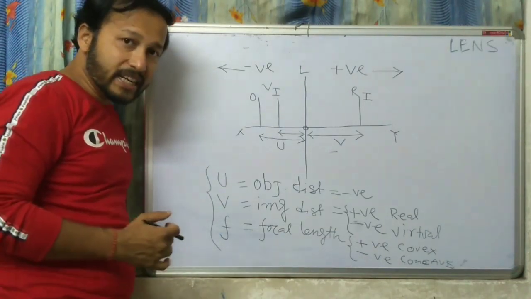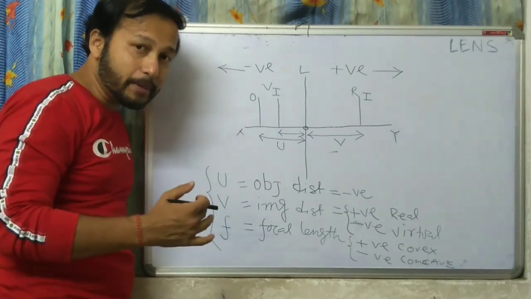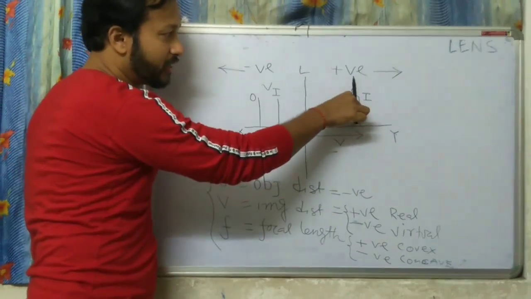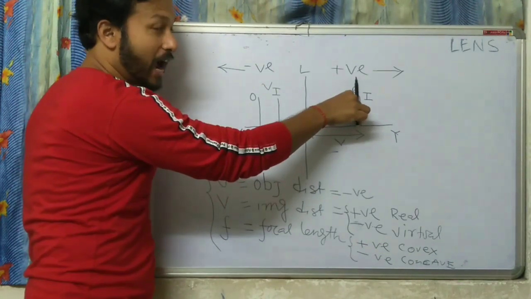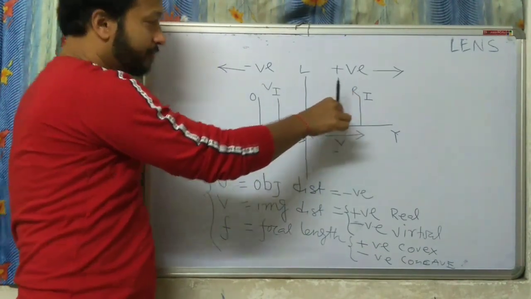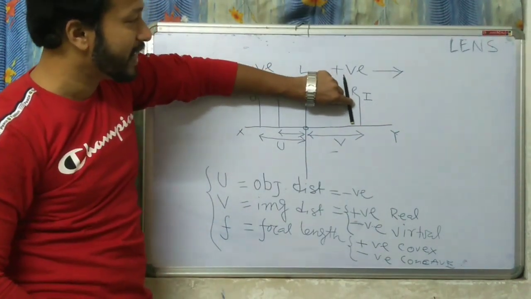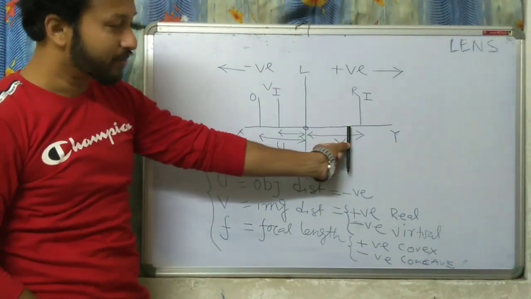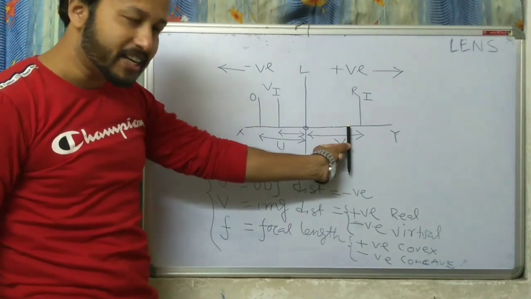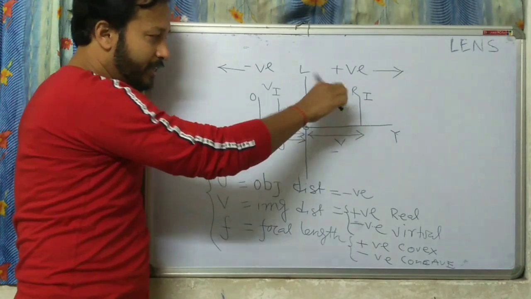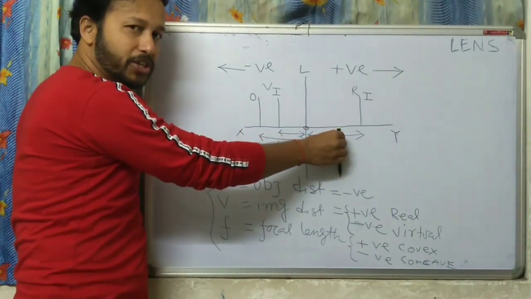Now, we have seen the nature of the image. Sometimes we get the image this way, I mean, erect image, correct. Sometimes we get the image this way, which is called inverted. So sometimes erect image, sometimes inverted image.